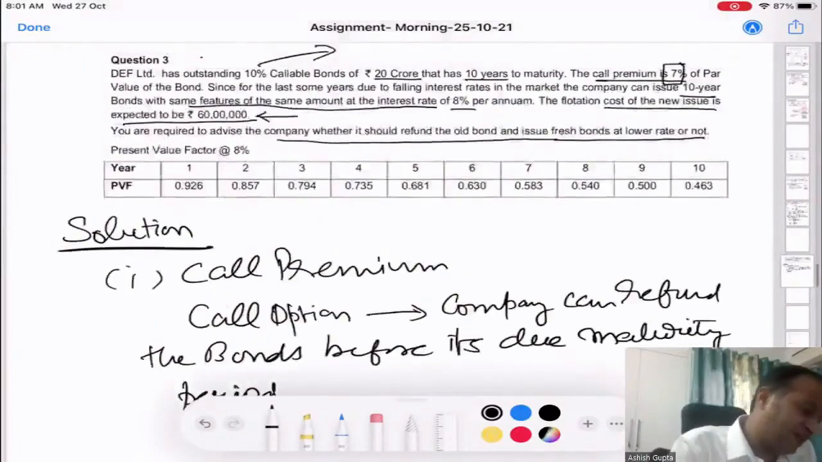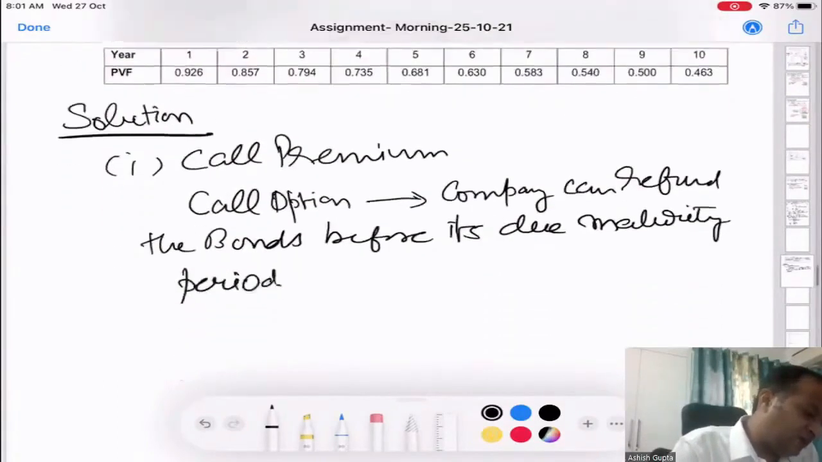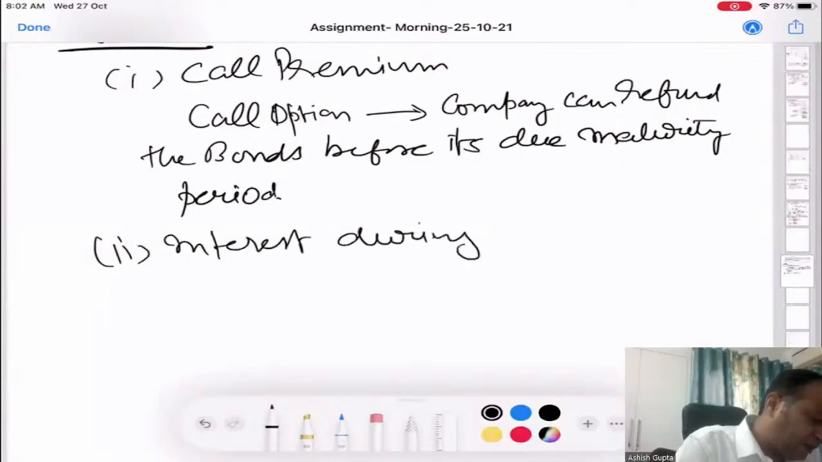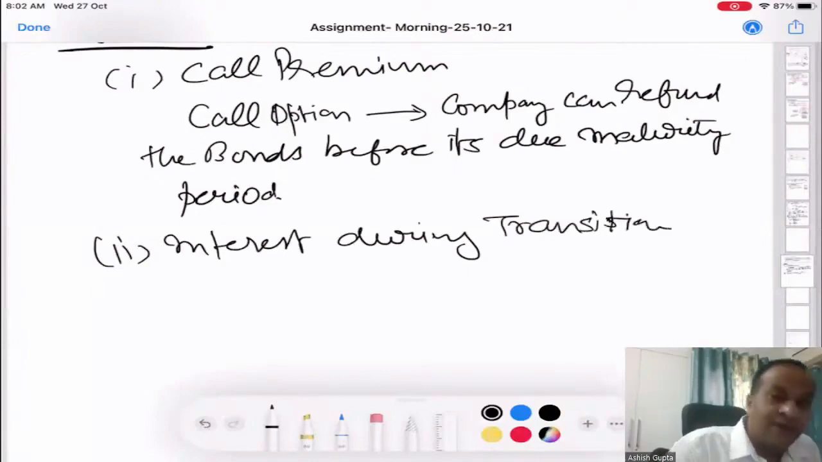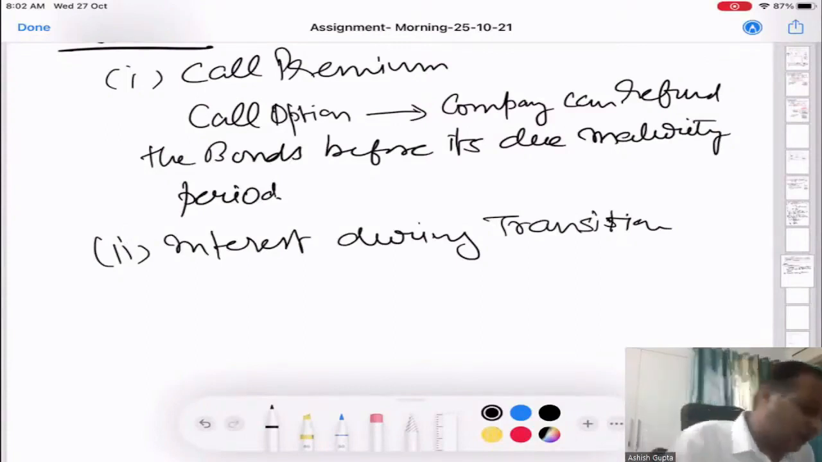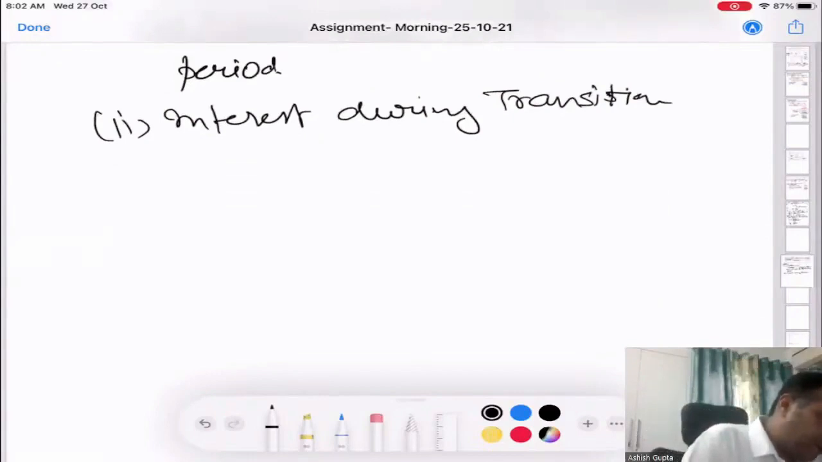Okay. Now the next point is interest during transition period. Moreover, in this question, there is no transition period, but sometimes there may be one. For example, in this question, we are assuming that as soon as the company issues the new bonds, the old bonds will be refunded. There will be no time gap. Let me give an example not related to this question: the company issues the new bonds.